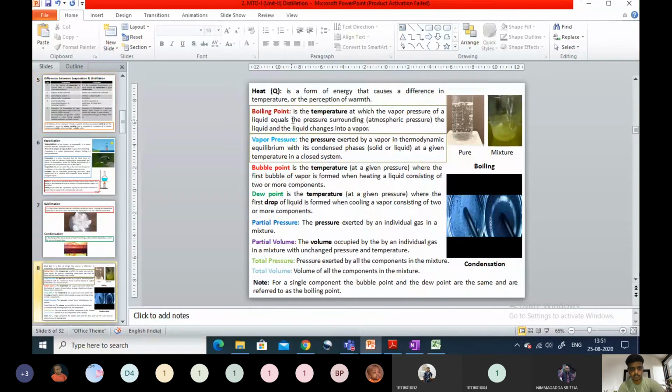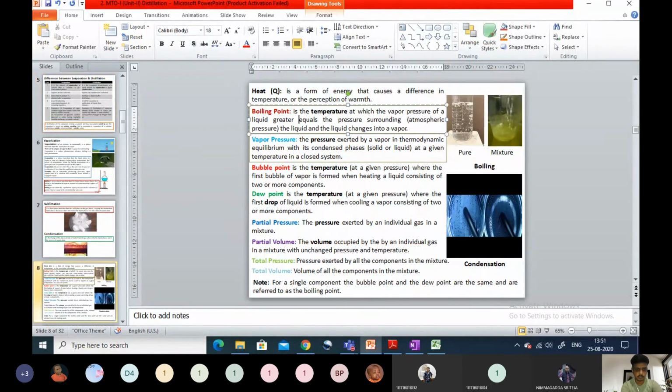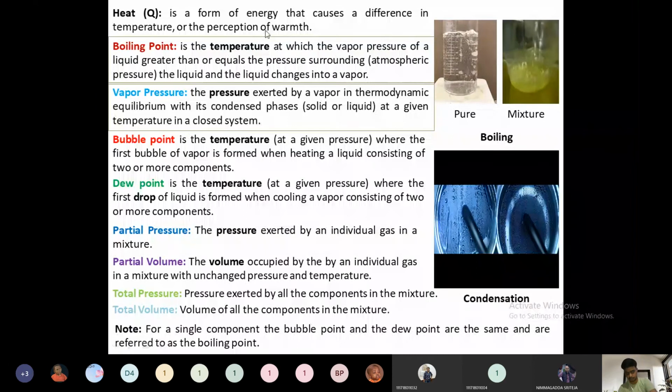Okay, sorry, this one is equals, you can say liquid greater than or equals. Okay, so boiling point is nothing but a temperature at which the vapor pressure of a liquid is greater than or equal to the pressure surrounding or atmospheric pressure, then the liquid will just change the state from liquid phase to vapor phase. So at which the vapor pressure is equal to the surrounding pressure, then only the particular liquid will boil. So that is called the boiling point of that particular liquid.